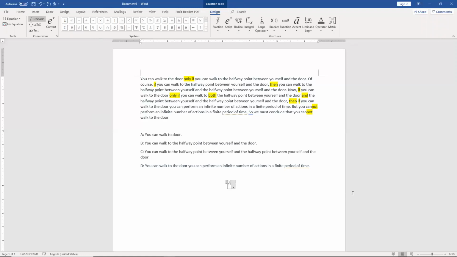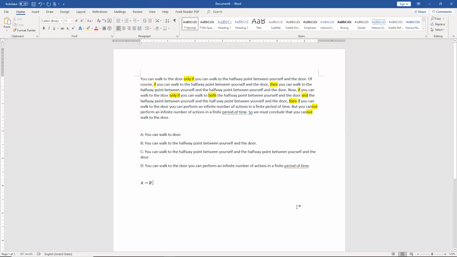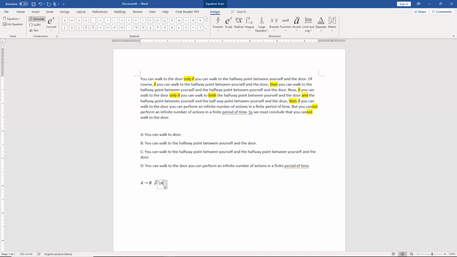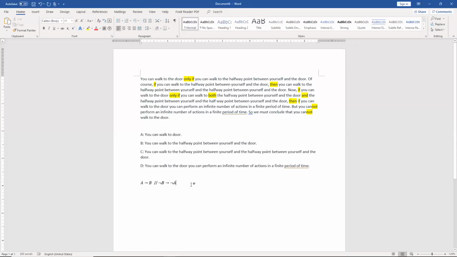You can walk to the door, A, only if, so conditional. You can walk to the halfway point between yourself and the door, B. That's our first sentence, our first premise of the argument. Some people got mixed up with the only if. Remember that A only if B means A arrow B. Another equivalent way of writing it, some people wrote something like this. This is equivalent, that's fine, not a problem. You didn't have to write both, you just needed to write one. All right, so that's the first sentence.